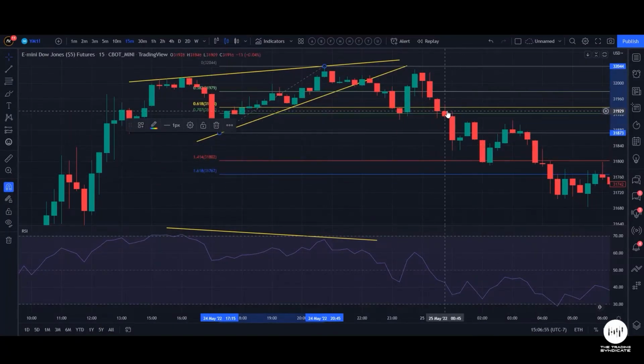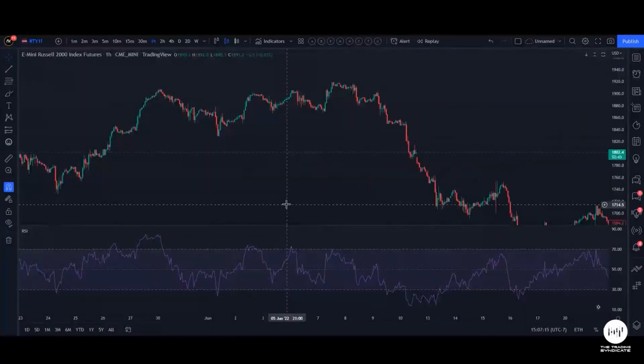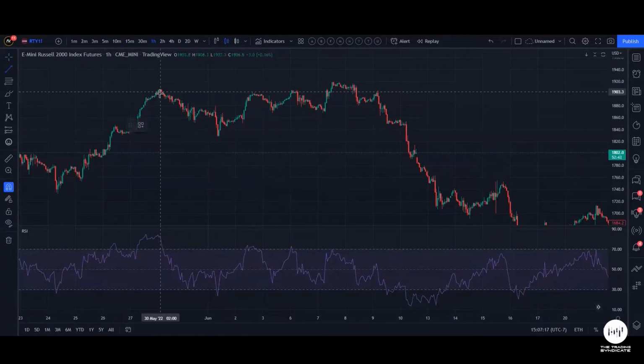Notice you would take that entry here, set the stop loss at the pattern high, and you would end up taking profit on this position as we do get a nice reversal to the downside where the 1.414 and 1.618 levels were both reached. Let's go ahead and take a look at another example of a rising wedge pattern.